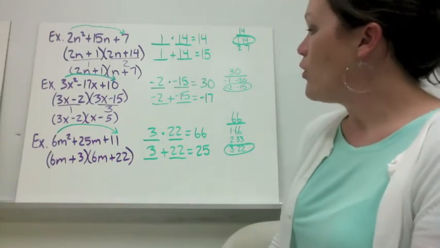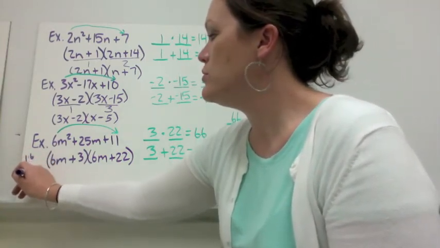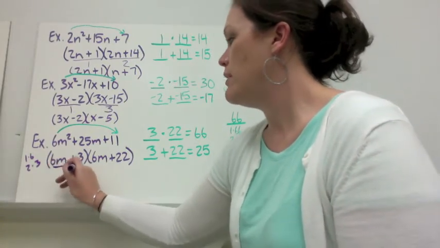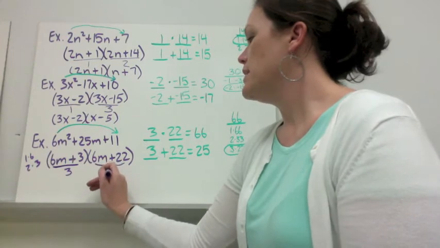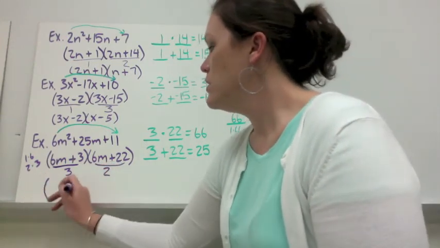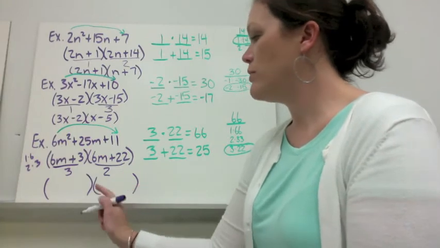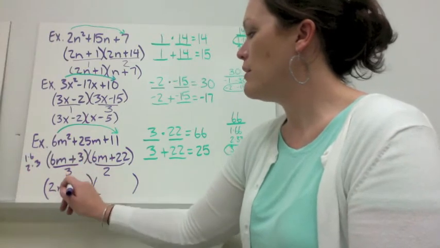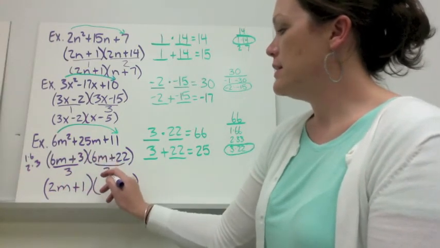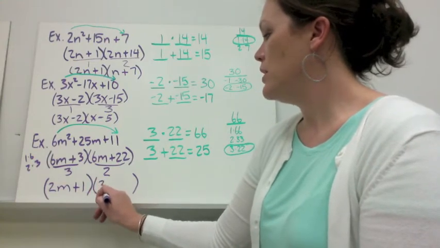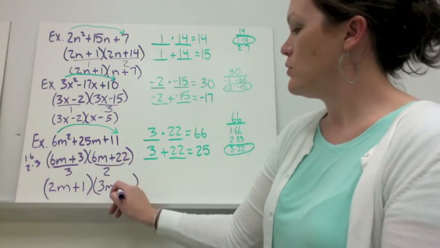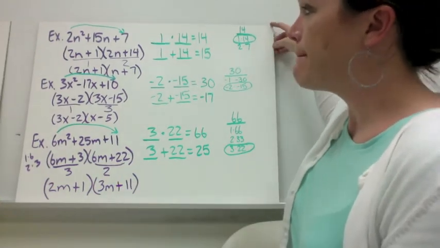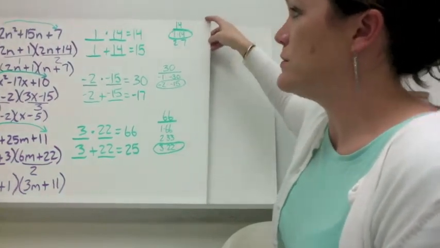So we could either take out 1 times 6 or 2 times 3. In this case, it looks like our first binomial would divide by 3 evenly, and the second one would divide evenly by 2. So now our final answer would be what we get after we divided. So we have 6m divided by 3 is 2m, 3 divided by 3 is 1, 6m divided by 2 is 3m, and 22 divided by 2 is 11. And again, we could check using the FOIL method. So let's look at a few more examples.